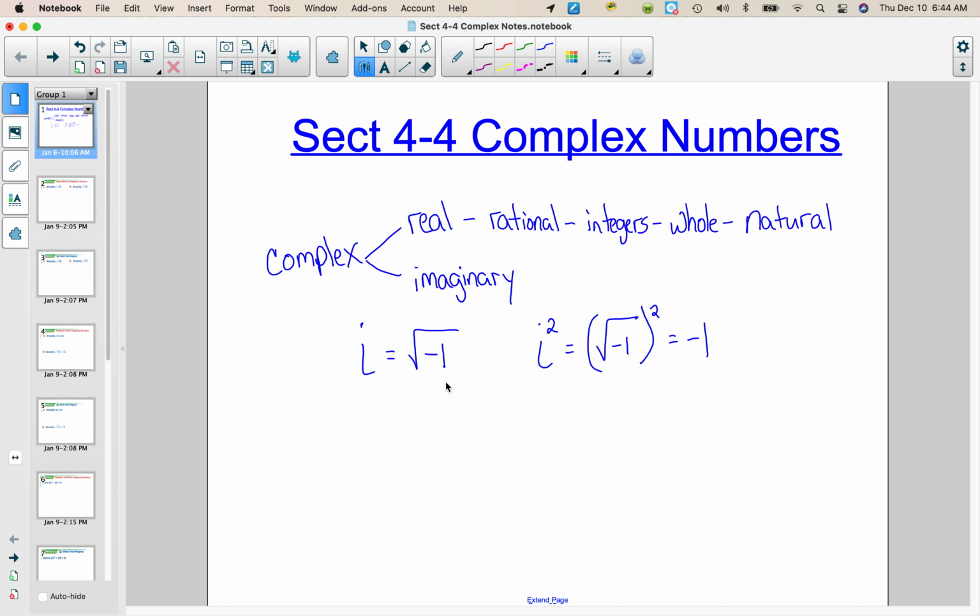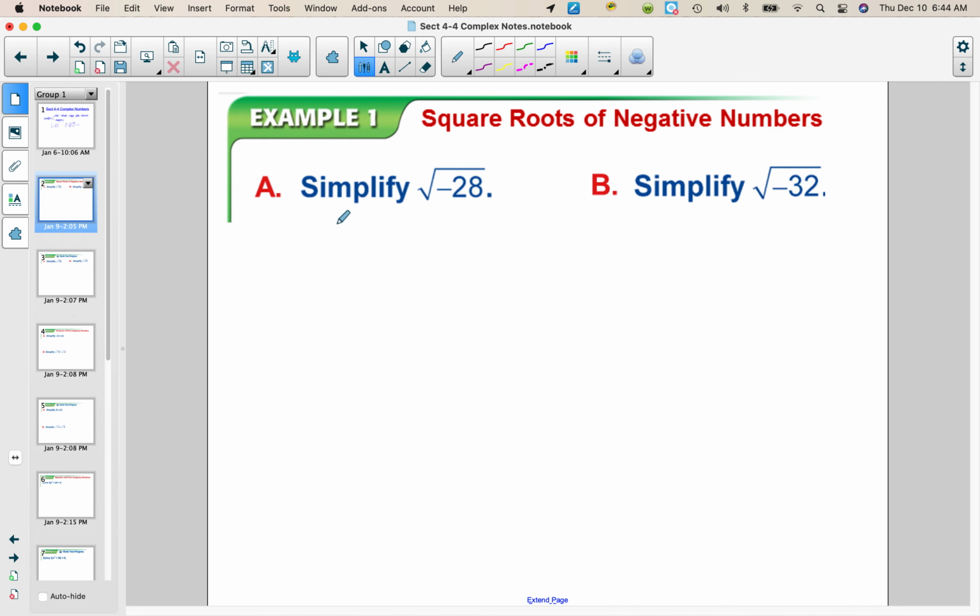Now these are used in real life. Electrical engineers use these ideas of complex and imaginary numbers. So we're going to talk about these.